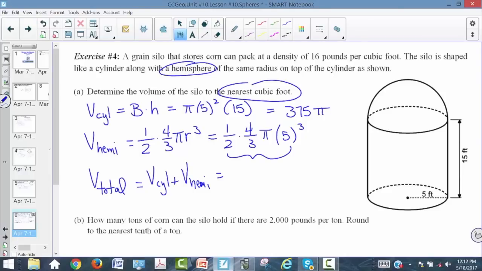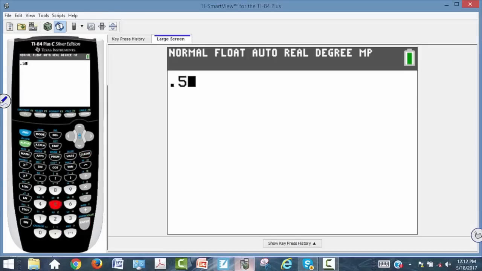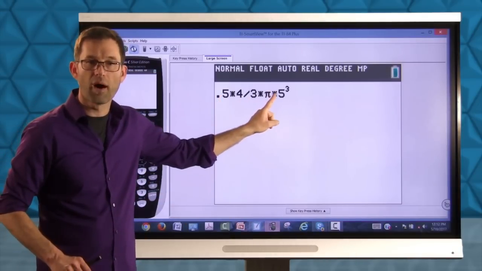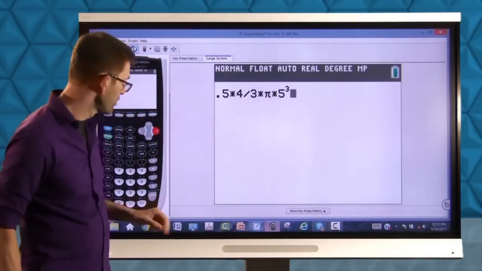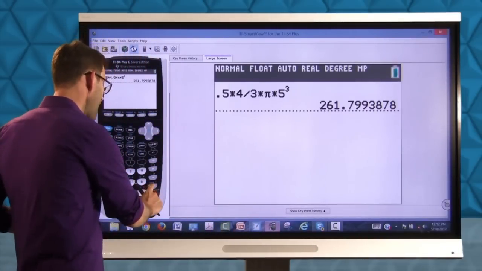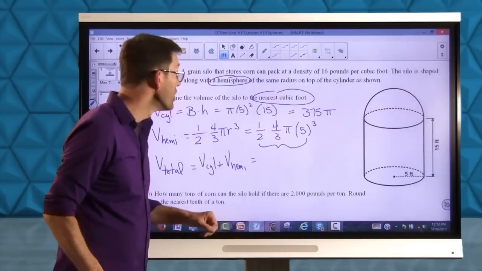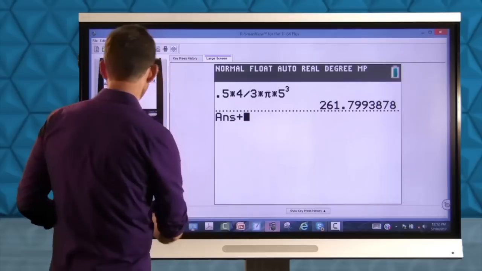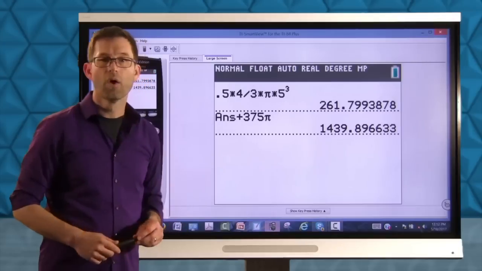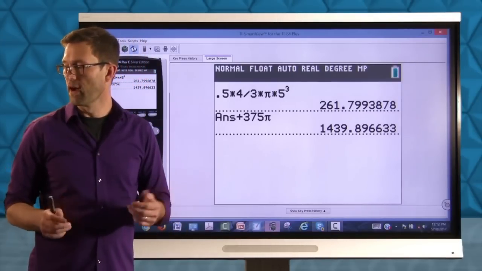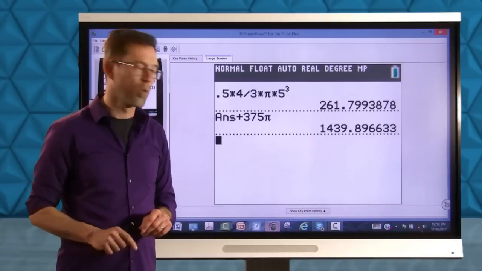So let's do that one. 1/2 times 4/3 pi r cubed. So 0.5 times 4/3 times pi times 5 to the third. Again, just keep in mind, that's 1/2 times 4/3 times pi r cubed. Our radius was 5 feet, so 5 cubed. Enter. Added to that is going to be the volume of that cylinder, which was 375 pi. So plus 375 times pi gives us that total volume, 1,439.89, etc. Let me see if that's right. Yeah. So it's 1,440.